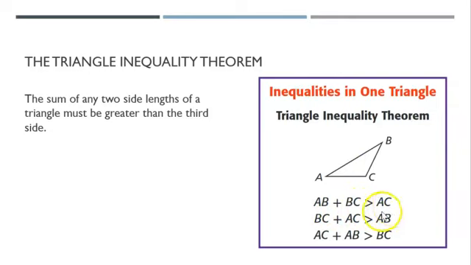Now, one thing that can work to help you get this done faster than doing all three inequalities is to take the two shortest sides and add them together and compare to the longest side. That's a shortcut for using this theorem to determine whether the side lengths can be a triangle. So we're going to go ahead and practice that, and you'll see how this works.